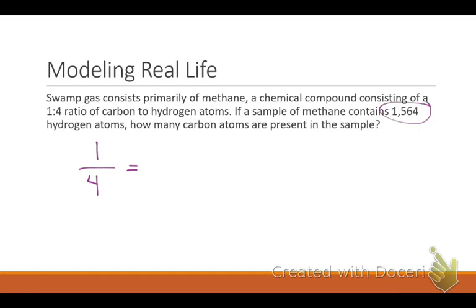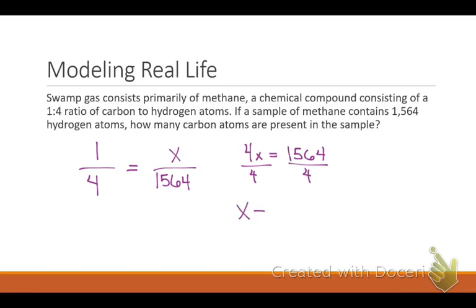So where does 1564 get plugged in? The top or the bottom? The bottom. 1564. The top is my x. So 4x equals 1564. I divide both sides by 4, and x equals 391. Yes.